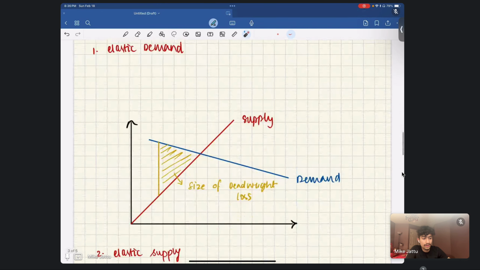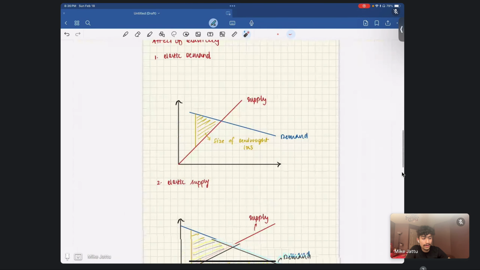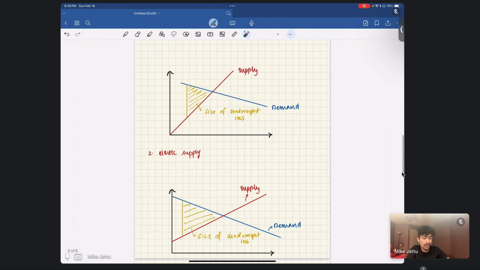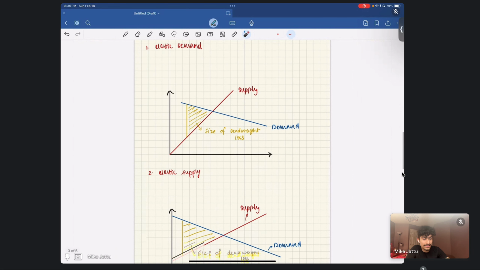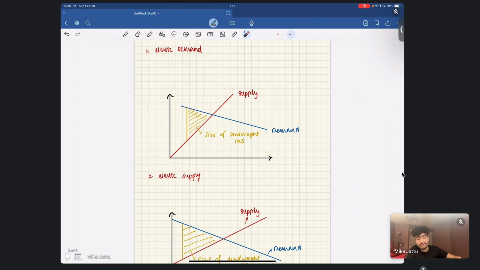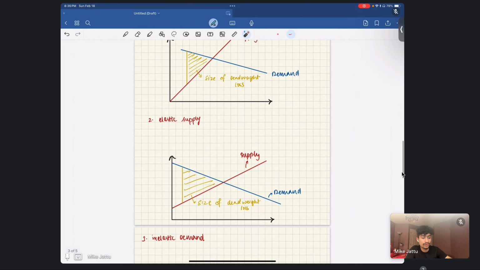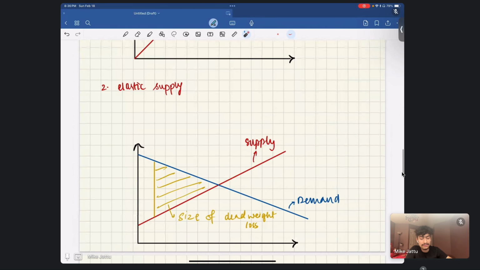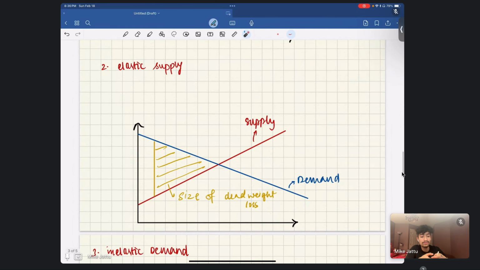When it comes to elastic demand and elastic supply, the size of the deadweight loss is usually high. That's because for elastic demand, as the price of the product increases, the quantity demanded would drastically decrease. And for elastic supply, as the price of the product that the sellers receive reduces, the quantity supplied reduces, hence the size of the deadweight loss is high.